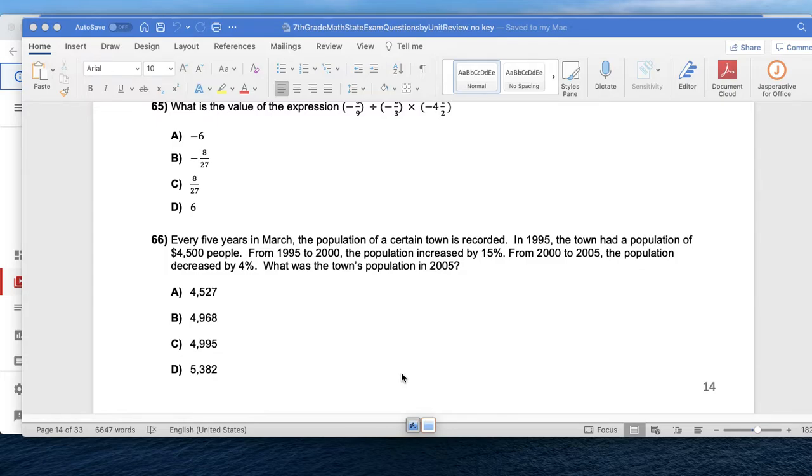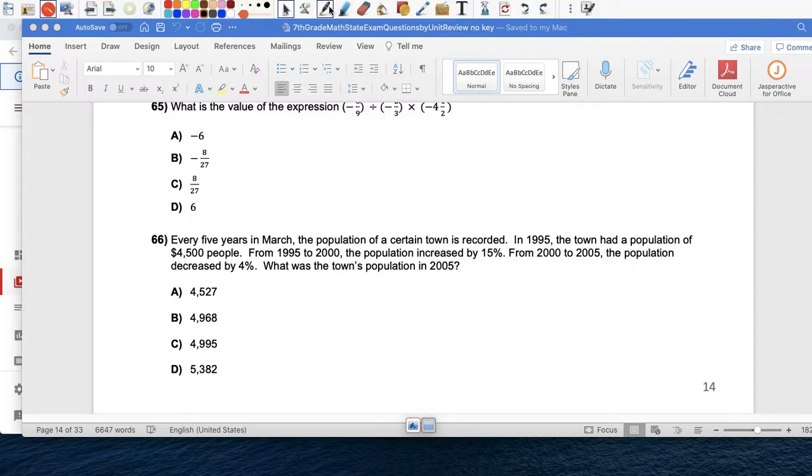All right. So 66. Every 5 years in March, the population of a certain town is recorded. In 1995, the town had a population of 4,500. From 1995 to 2000, the population increased by 15%.